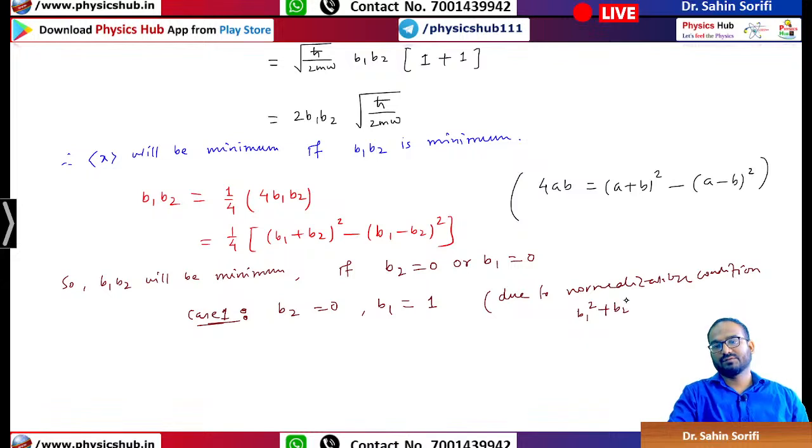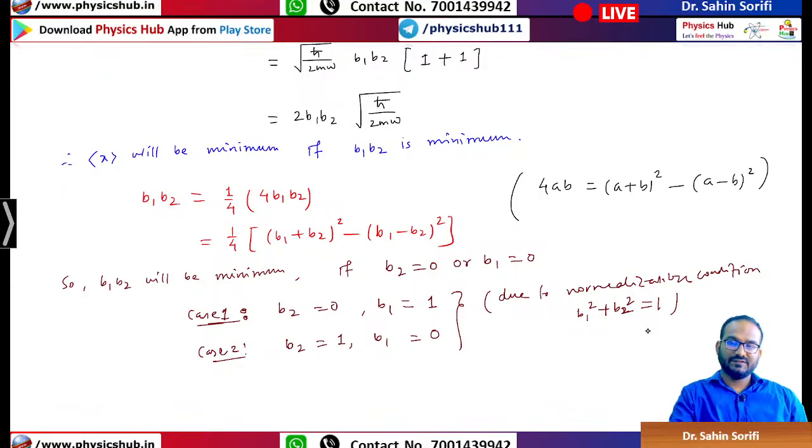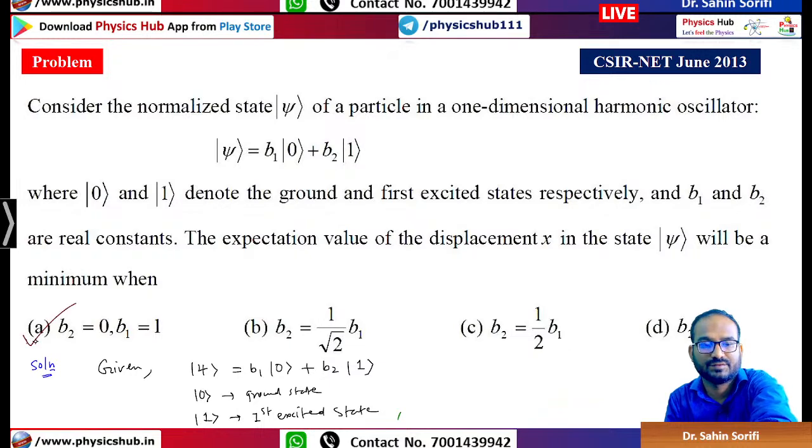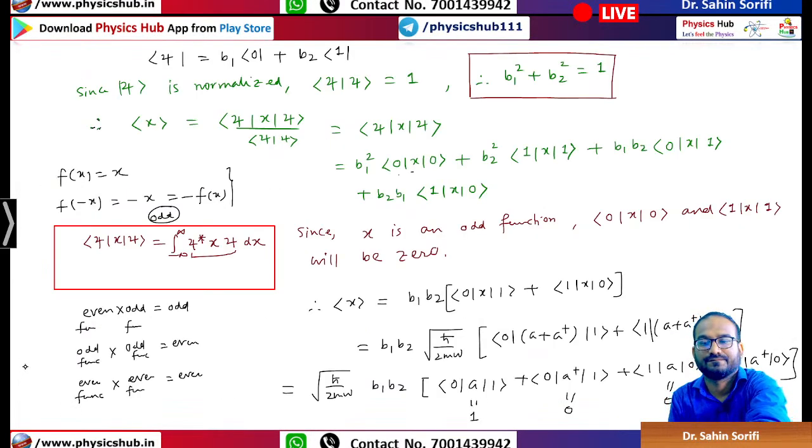b1 square plus b2 square should be 1. So if you take b2 is equals to 0, then b1 square is equals to 1, so b1 is equals to 1. Another case, if you take b2 is equals to 1, then b1 you must choose 0 to keep this normalization condition intact. So the correct option is 0 1, b2 is equals to 0, b1 is equals to 1, option A.